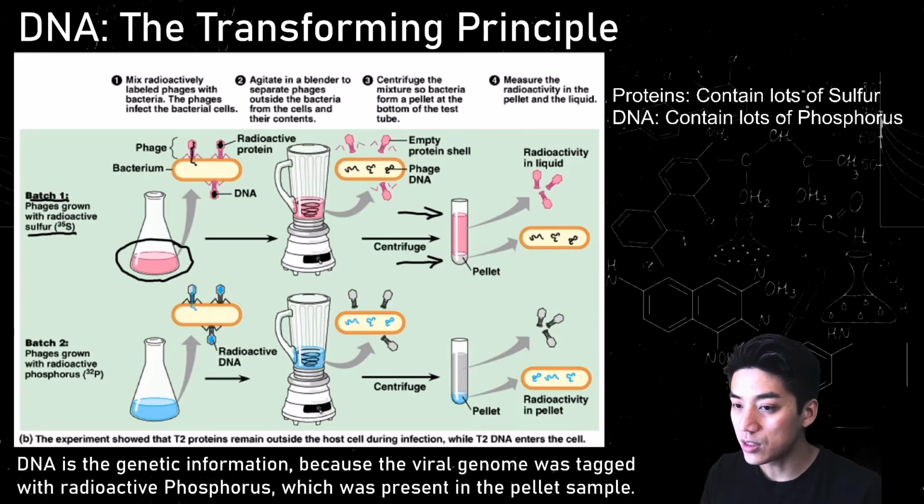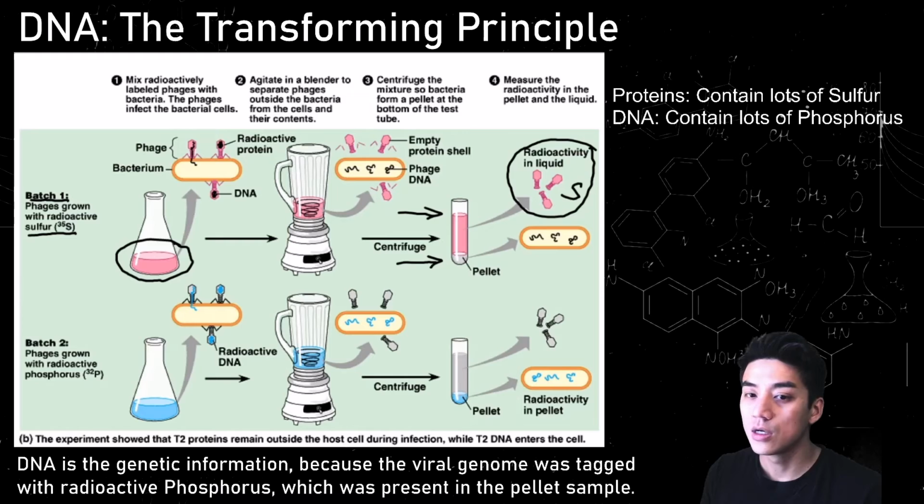Then you examine the two mixtures, and now you see a lot of radioactivity in the liquid. That's the remnants of the virus shell, the protein coat, which contains a lot of sulfur. But inside the bacteria, there's no sulfur at all. But it does contain genetic information, so it's in there. So now you have to examine batch 2 to put this whole story all together.